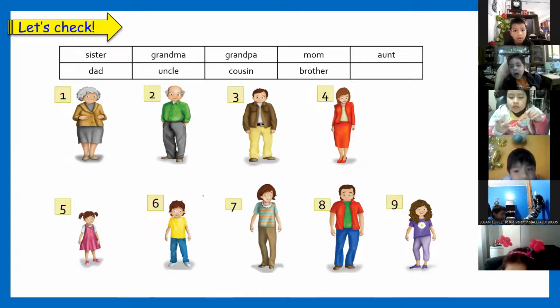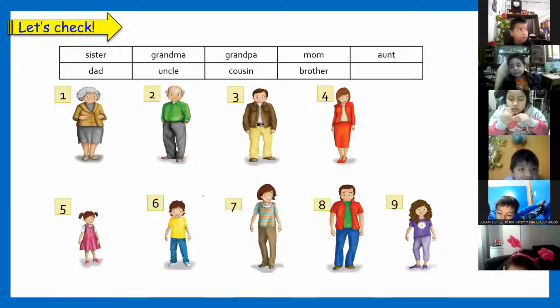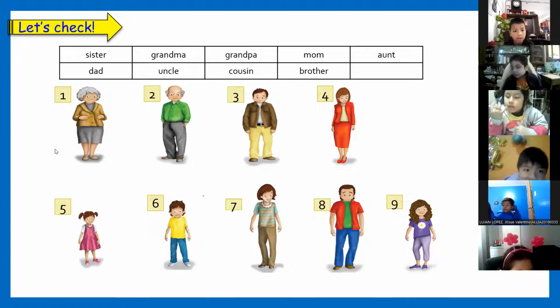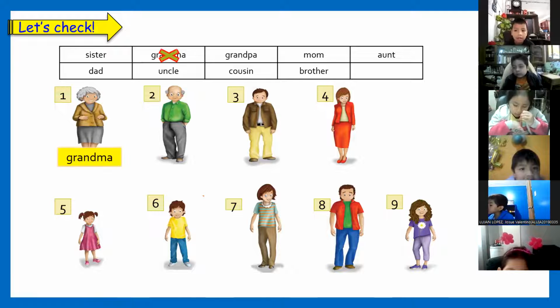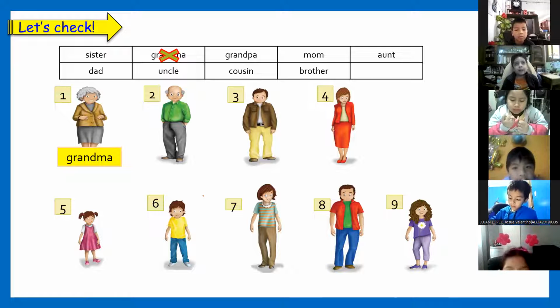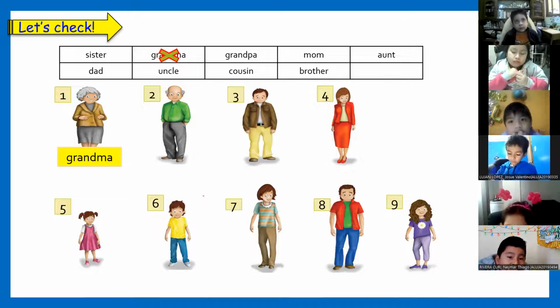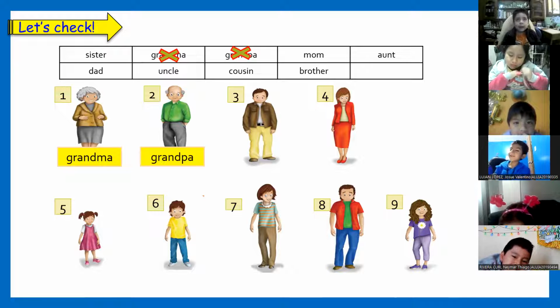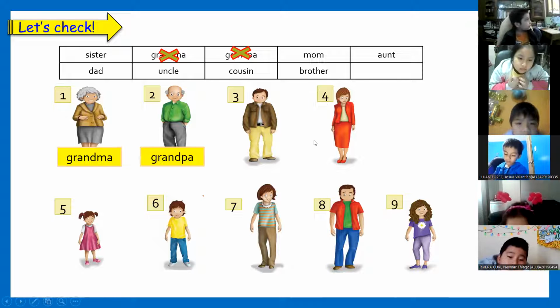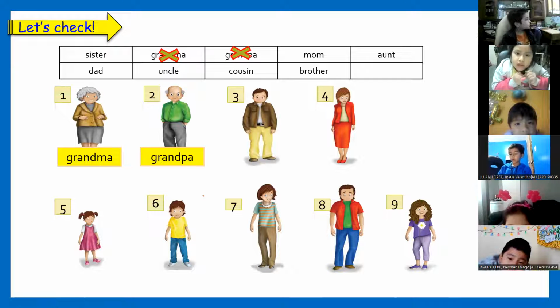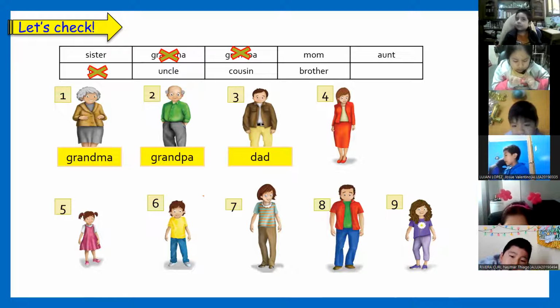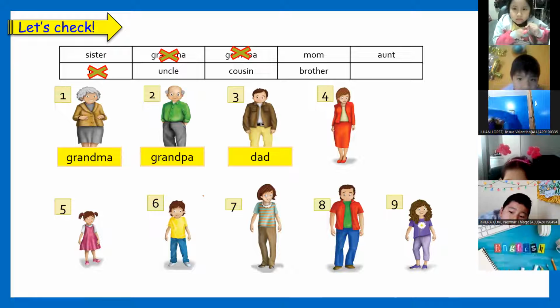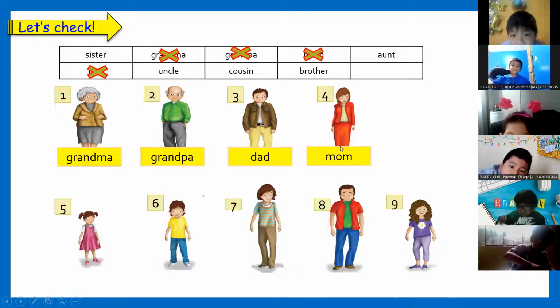So, let's start. My dear Mateo Araujo, the number one. This is my grandma. Yes, this is my grandma. Rafael Serrano, the number two. This is my grandpa. Excellent. Good job. The number three. This is my dad. Perfect. The number four, Pierito Salvador. This is my mother, or my mom. It's correct. Very good.